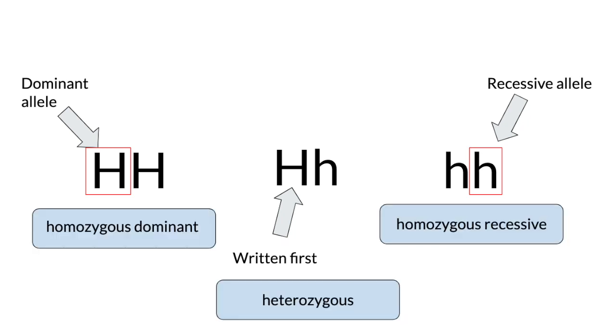Last, genotypes can be either homozygous or heterozygous. A genotype that is homozygous means it has two of the same alleles. For example, uppercase H and lowercase h are homozygous genotypes. A genotype that is heterozygous has two different alleles. For example, a genotype which has capital H and lowercase h is a heterozygous genotype.